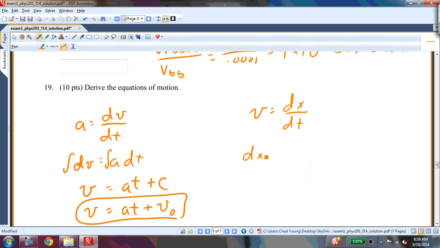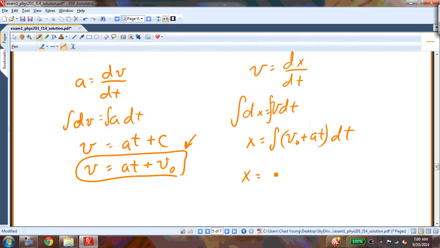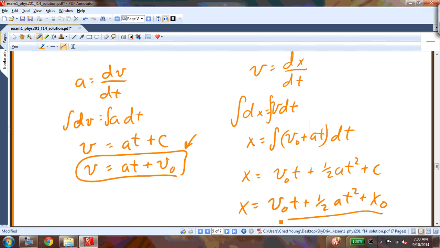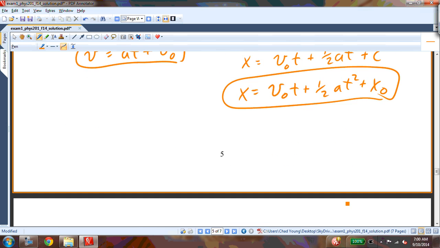And then I say v equals dx/dt. dx equals v dt. I integrate both sides. I get x then is the integral of v naught plus at, that's what we just found over here, dt. x is equal to then v naught t plus 1/2 at squared plus my initial condition, c, my integration constant. That's my initial position. Looking for those derivations.